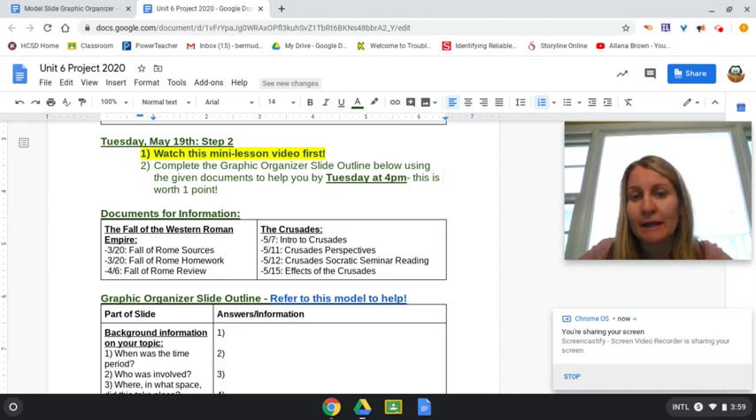You should be starting step 2 of your project today, and you should be completing it by 2 p.m. today. So you have today to complete step 2, which is a graphic organizer slide outline. This will be the information that you're putting on your slide, and this will be worth 1 point also. So you should definitely make sure that you have it done by 4 p.m. today.